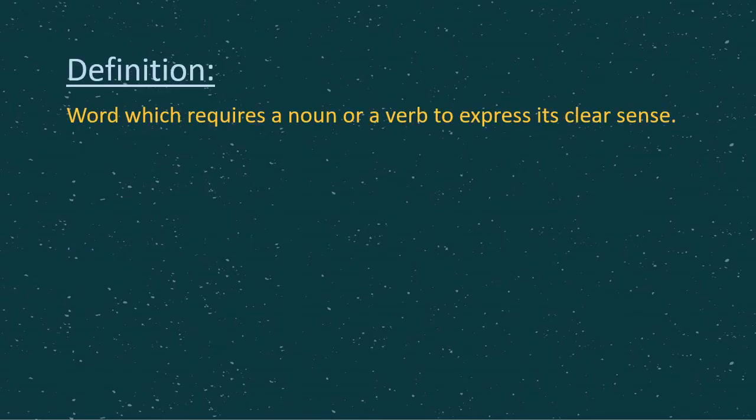What is a particle? A particle is a word which requires a noun or a verb to express its clear sense. What does it mean? It means that even though we know the meaning of a particle, it cannot create a clear sense of the sentence unless it is used with a noun or with a verb. Let's see it in one of the examples.